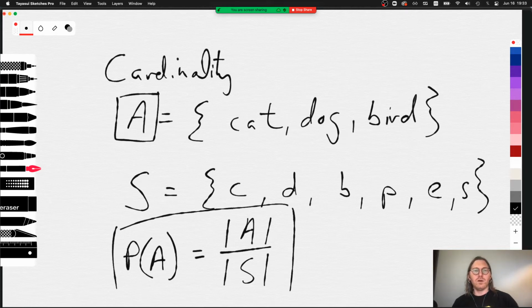So that is pretty straightforward. We can think about the cardinality as being the magnitude of the set, the number of elements that compose it. So A is a subset of S with a cardinality of 3, and S has a cardinality of 1, 2, 3, 4, 5, 6, and so we can see that the probability of A over S is actually just going to be 3 over 6, or 0.5.